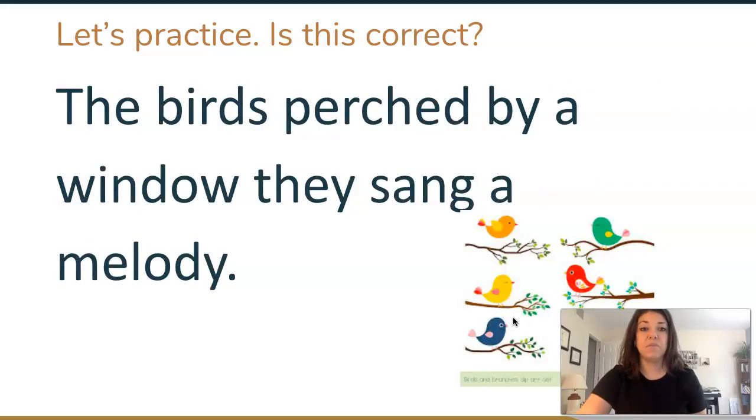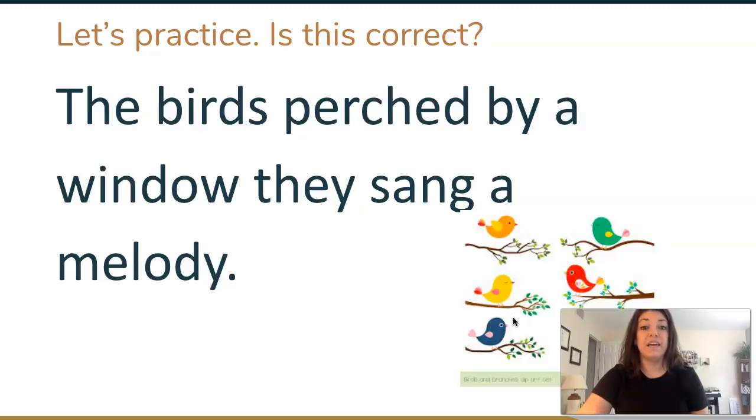Let's practice this one. Is this sentence correct? The birds perched by a window, they sang a melody. What do we think about this sentence? Is this a run-on sentence? It is a run-on sentence.